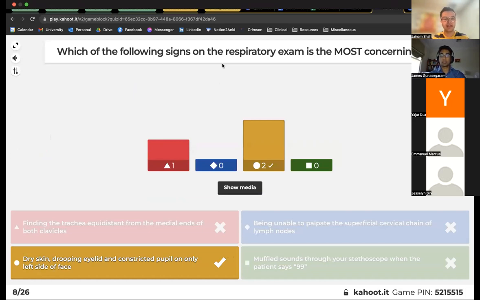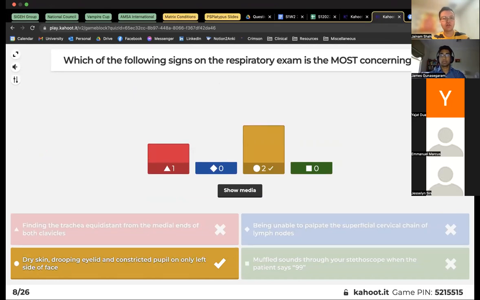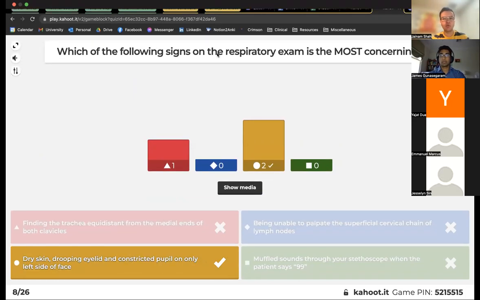With yellow, can anyone type in the chat or unmute and let me know what the actual official name is for the sign that I've mentioned there? Starts with H. Yes, amazing. So I got a couple of responses for Horner syndrome. So maybe a little extension to that. What is Horner syndrome? Why is that bad? Or why could it potentially be bad? What could it mean?